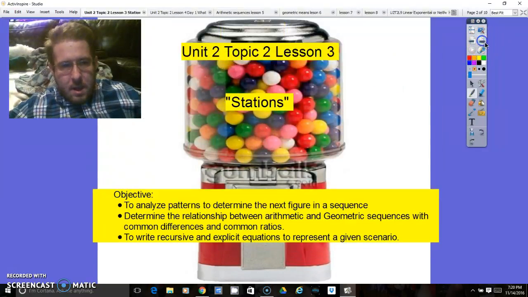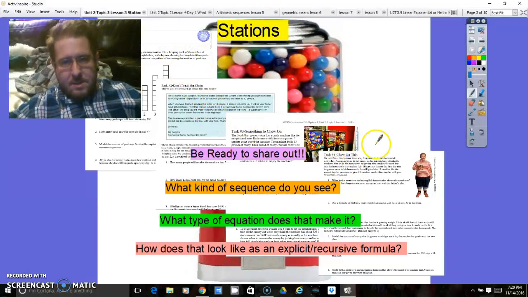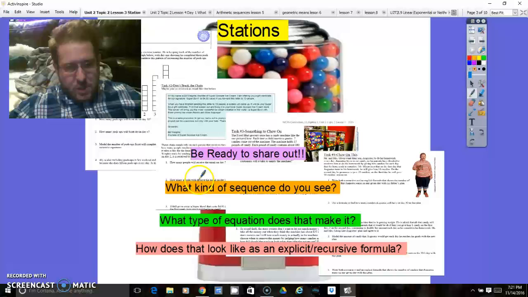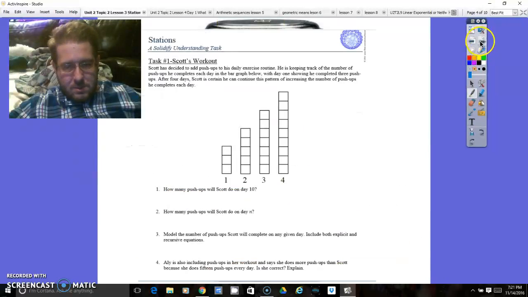All right, so this lesson is about 4 different real-life scenarios. Now, I'm going to focus mainly on 2, this one and this one, instead of doing all 4 of them. And be ready to share out what kind of sequence you see, what type of equation it makes, and how it looks like a recursive and explicit function.